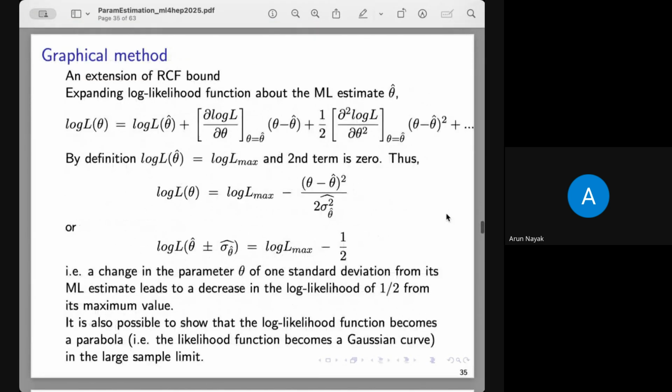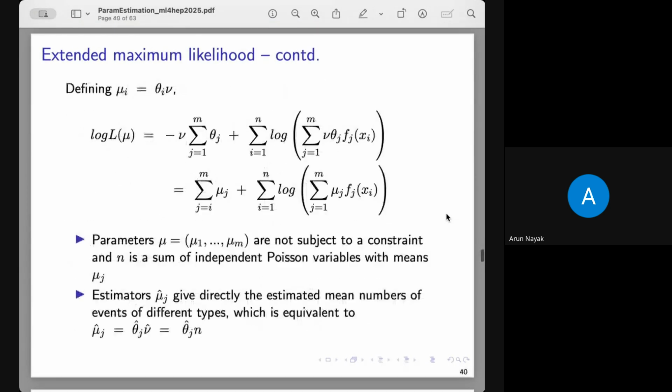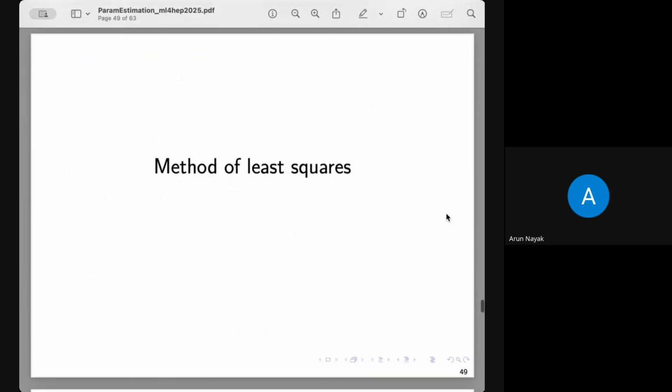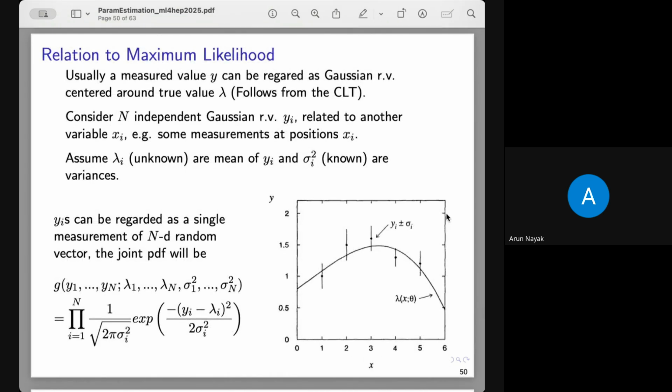Okay, so if there are no further questions, then I can move on to the method of least squares. The other method that is also used to estimate the parameter is called the method of least squares.